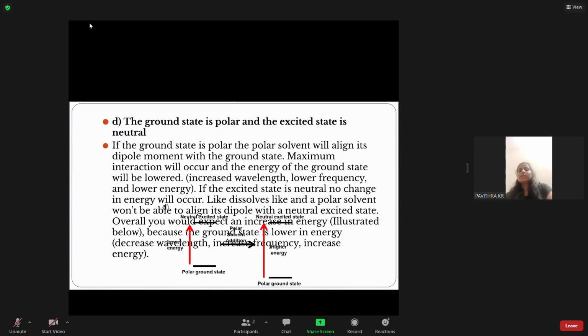Then, the ground state is polar and the excited state is neutral. If the ground state is polar, the polar solvent will align its dipole with the ground state. Maximum interactions will occur, and the energy of the ground state will be lowered. That is an increase in wavelength, lower frequency, and lower energy. If the excited state is neutral, no change in energy will occur. Like dissolves like, and polar solvents won't be able to align their dipole with the neutral excited state. Overall, you could expect an increase in energy, illustrated below.